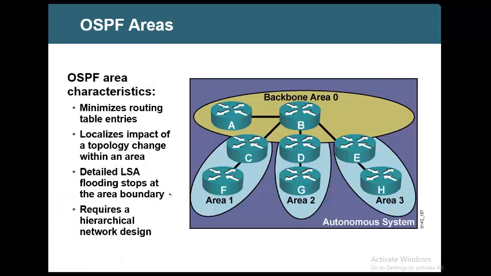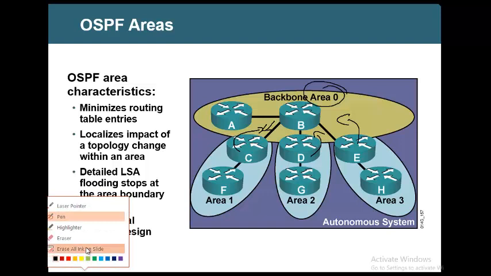So area 0 is good because you got area 0. You can summarize and send to area 0. All the areas send only the summary routes to area 0, and area 0 takes it and distributes to other areas. So area 1 learns about area 2 and 3 in a summarized way from whom? From area 0. Likewise, area 3 learns about area 1 and 2 from B router, which is area 0.